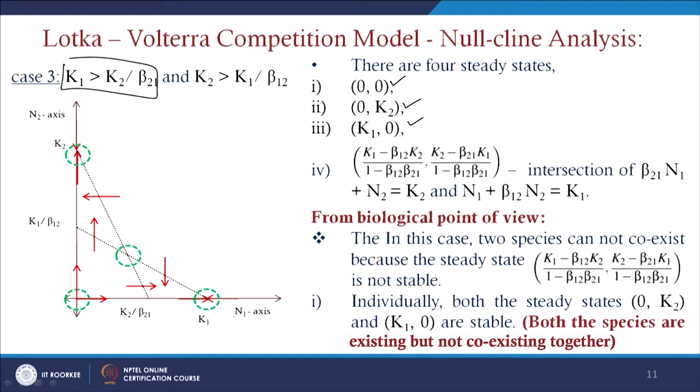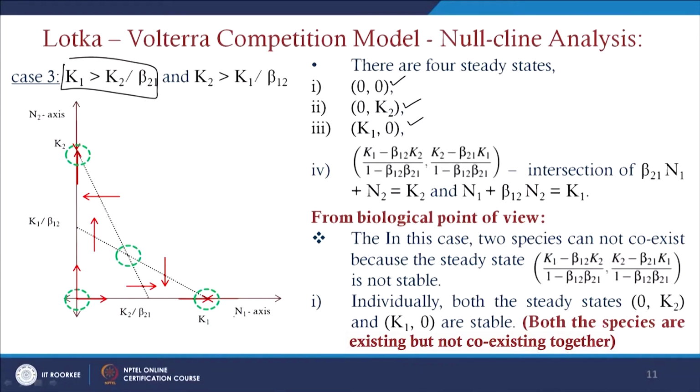Since the intersection of nullclines is present there, it gives you this steady state condition. And if you analyze, this will also give you an intersection point which is represented by this value here. And in this case, two species cannot coexist because this steady state is not stable.